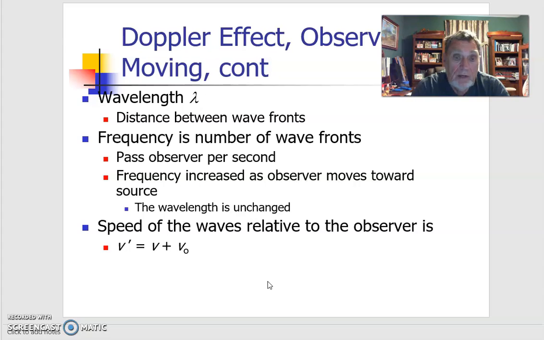The speed of the wave relative to the observer is going to be v prime, which is the velocity of the observer plus the velocity of the wave. In our equations, v will be the velocity of the wave, the sound velocity, and v_O is the velocity of the observer. So there's an effective increased velocity.